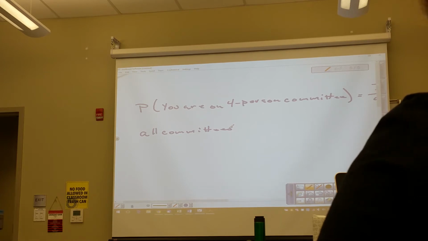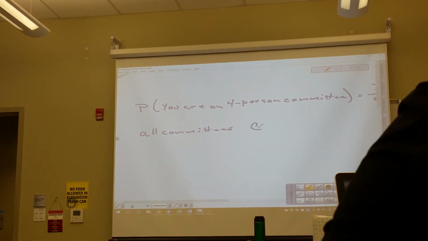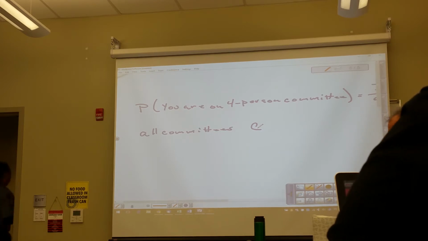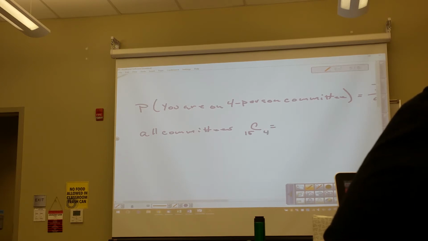If it's a committee, does order matter? No. So that's a combination. Greg, where's your coffee cup? In my office, right there on my bookshelf by the door. It's a combination. How many things do we have? We had 15, and how many people were on the committee? 4. So that gives me a combination, so that's 15 factorial over 4 factorial times 15 minus 4 factorial.